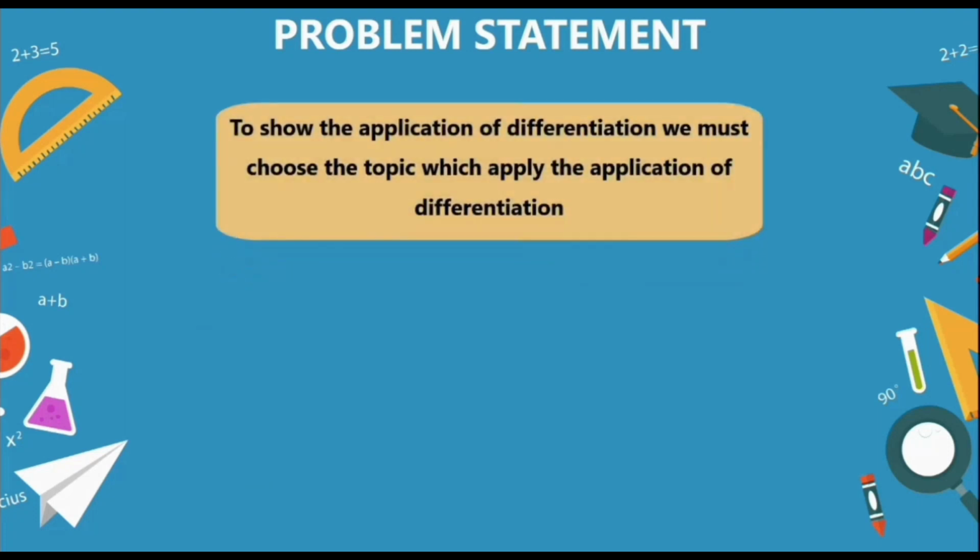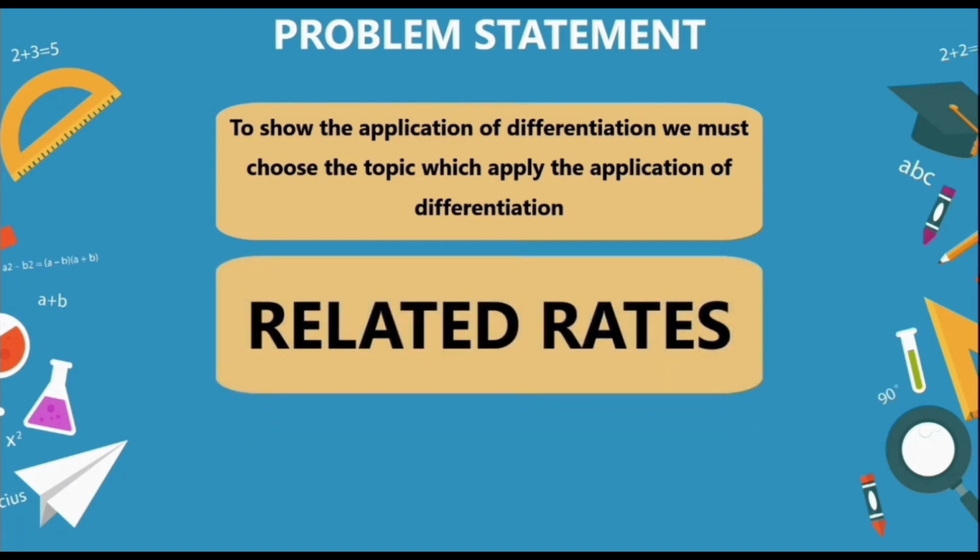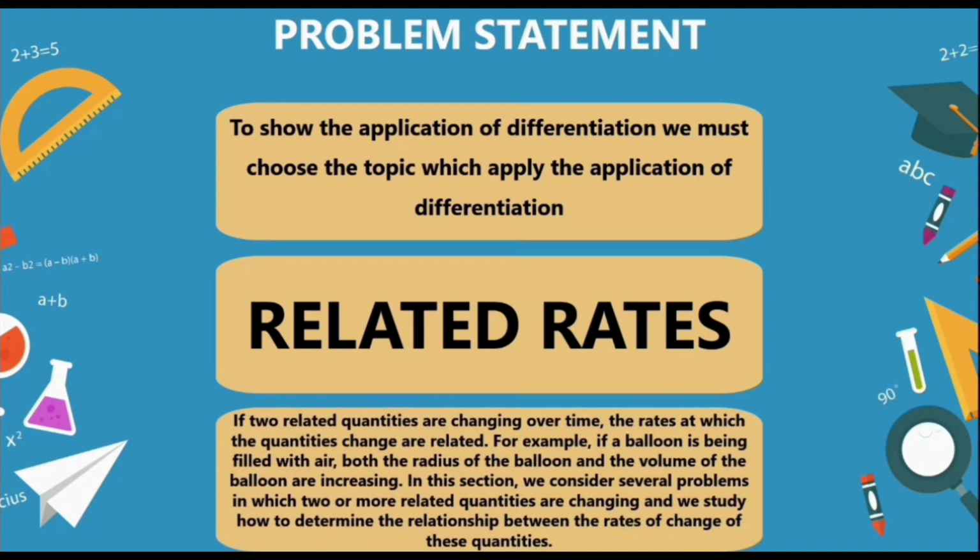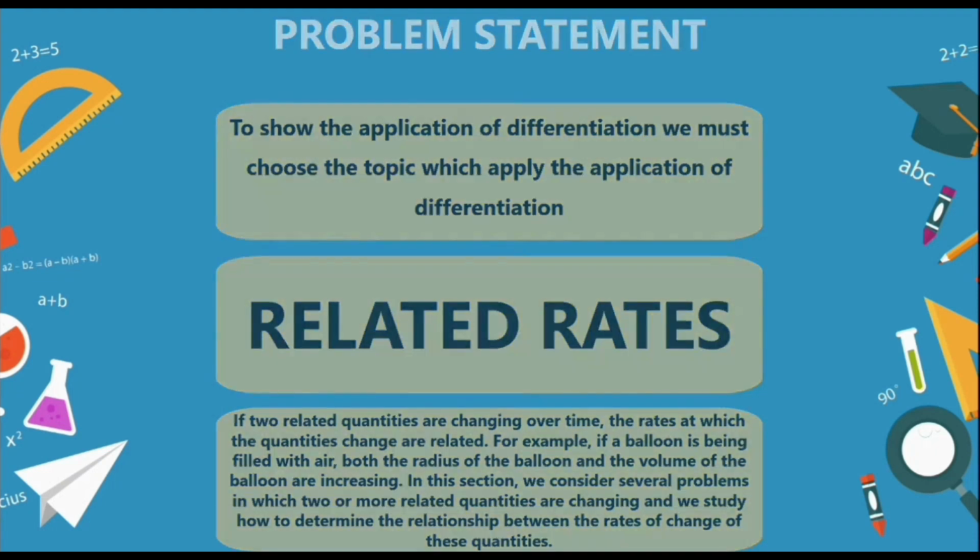So let's go to the problem statement. To show the application of differentiation, we must choose a topic which applies it. The topic is related rates. Related rates means that if two related quantities change over time, the rates at which the quantities change are related. For example, if a balloon is being filled with air, both the radius and the volume of the balloon are increasing. In this section, we consider problems in which two or more related quantities are changing, and we study how to determine the relationship between the rates of change of these quantities.